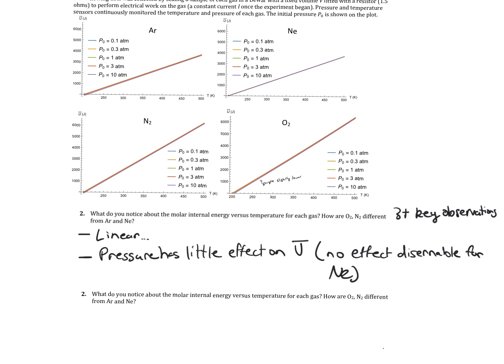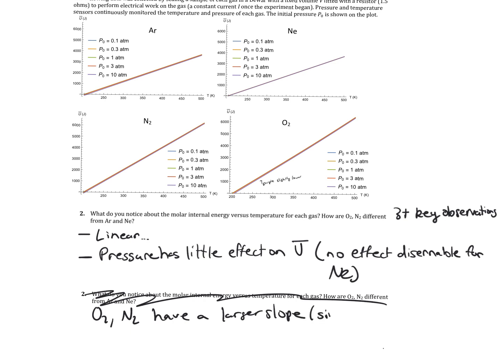Okay, the last one, how are O2 and N2 different from Ar and Ne? Well, we can see here that neon and argon have a certain slope. N2 and O2 have a larger slope. The slope of O2 and N2 is very similar to each other, and argon and neon also have a very similar slope.